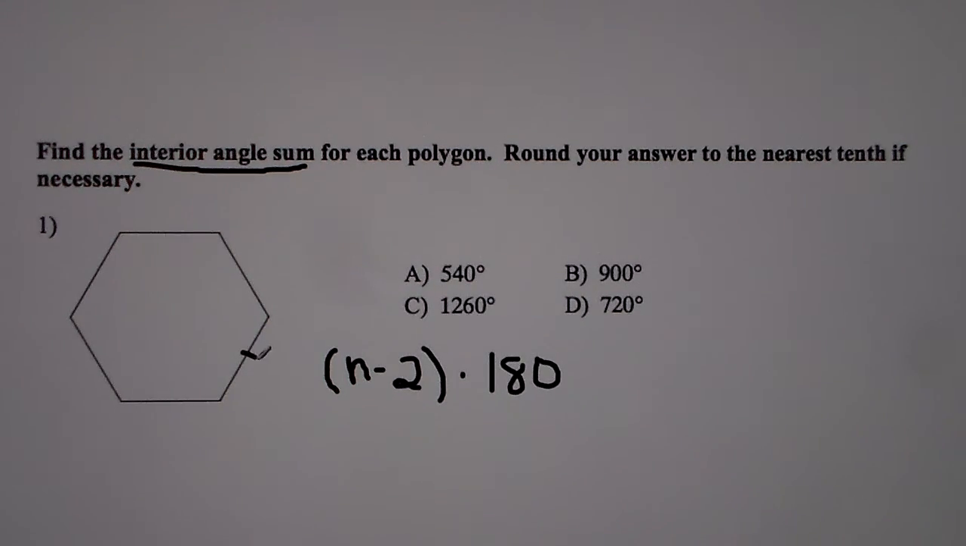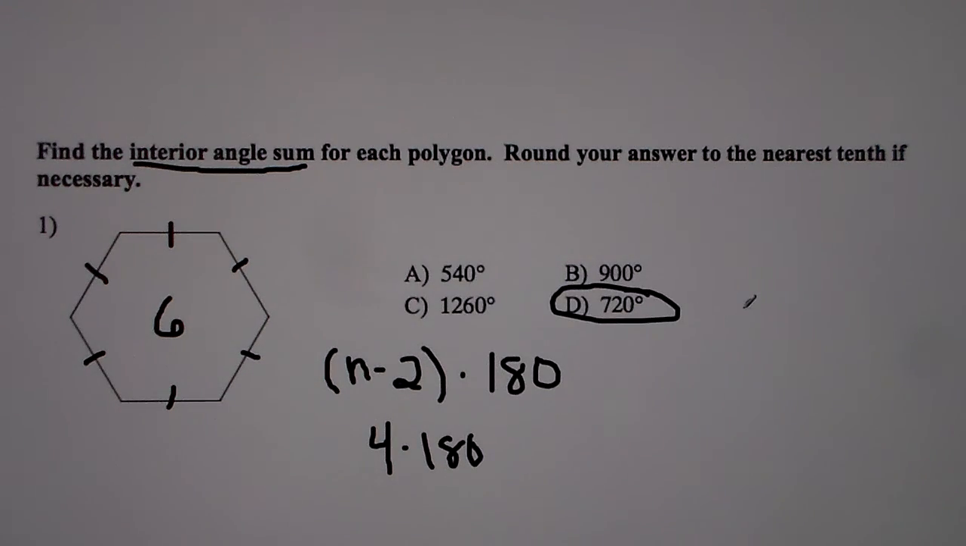So we count up the number of sides. 1, 2, 3, 4, 5, 6. There's a total of 6 sides. 6 minus 2 is 4. And 4 times 180, well, that's 720. And we just type that into the calculator to get that.